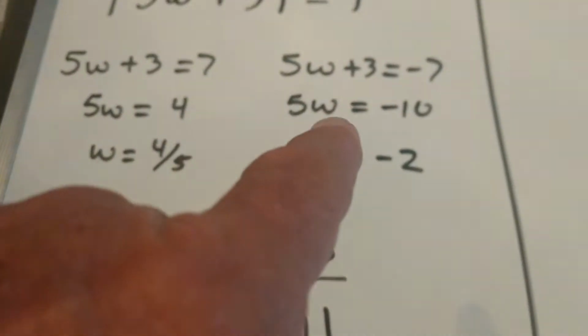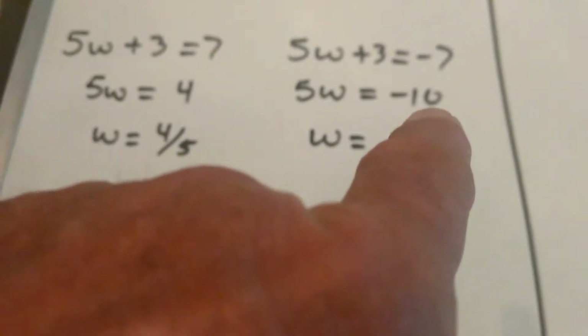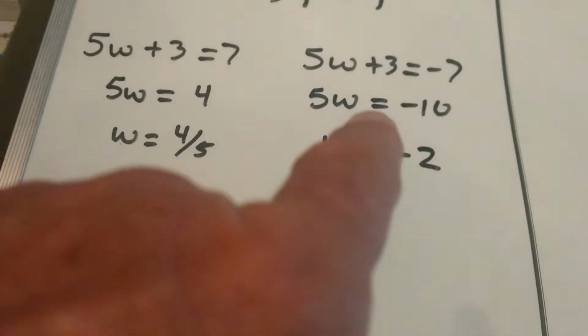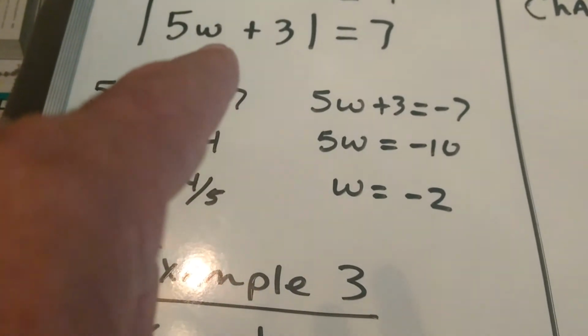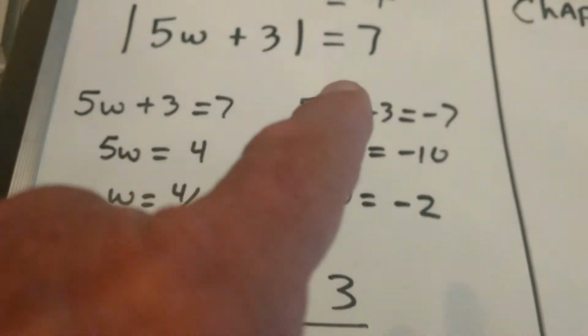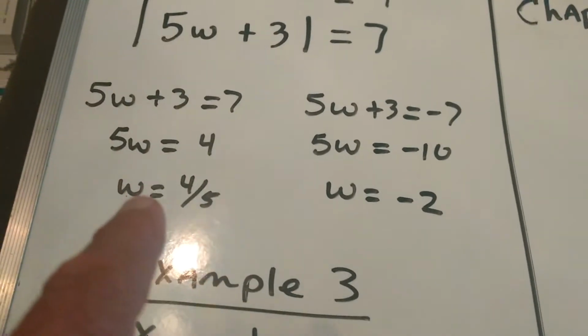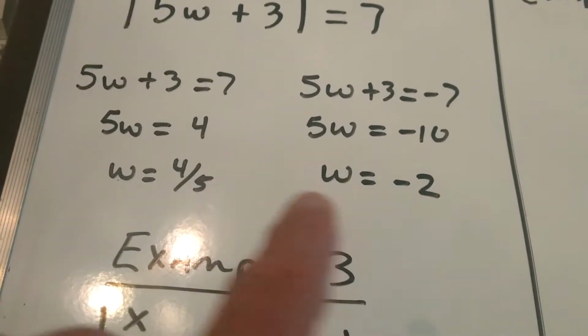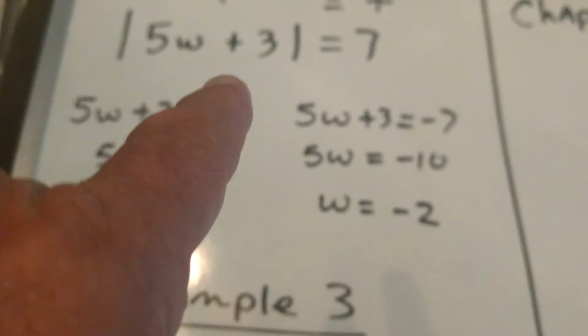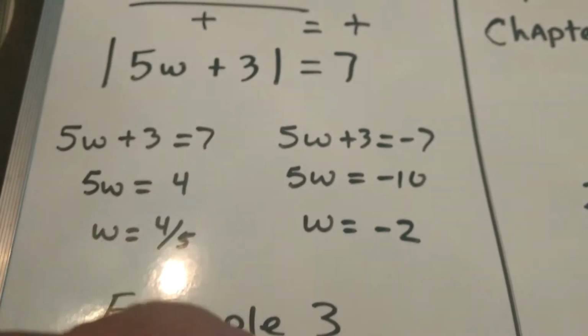Come over here, I subtract the 3, I get negative 10. Divide by 5, I get w equals negative 2. If I take that negative 2 and stick it back in there, I get negative 10 plus 3, which gives me negative 7. Absolute value negative 7 is 7. It works as well. You must always take the solutions that you get from an absolute value, plug them in, and make sure they work, because sometimes they don't work.